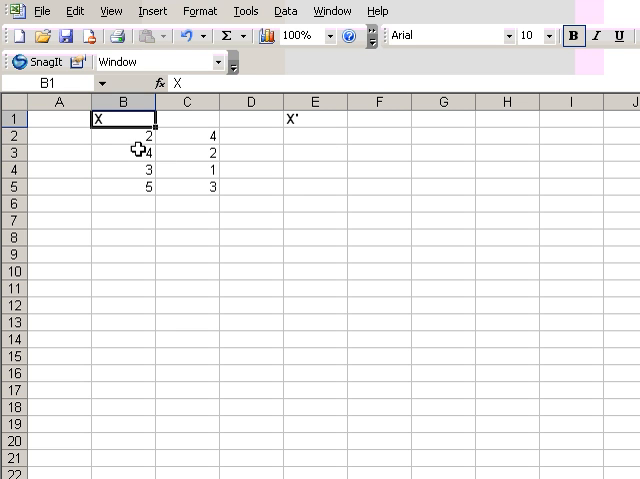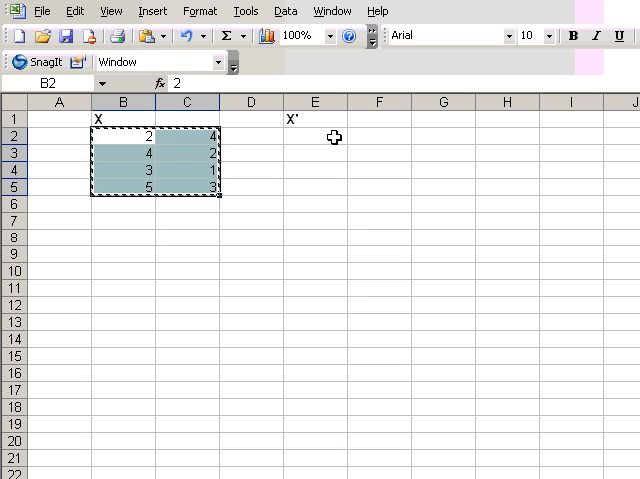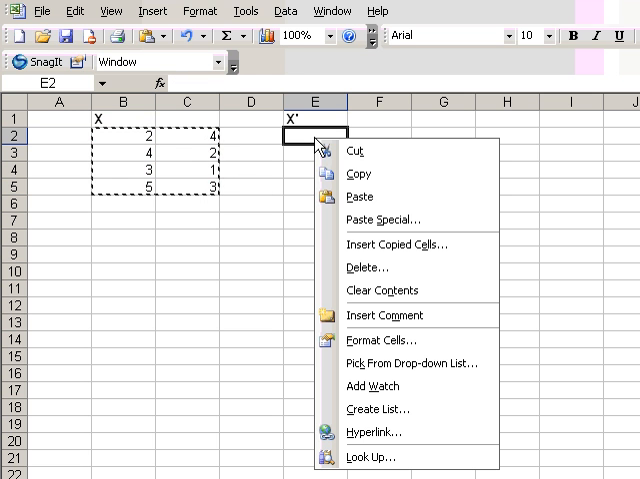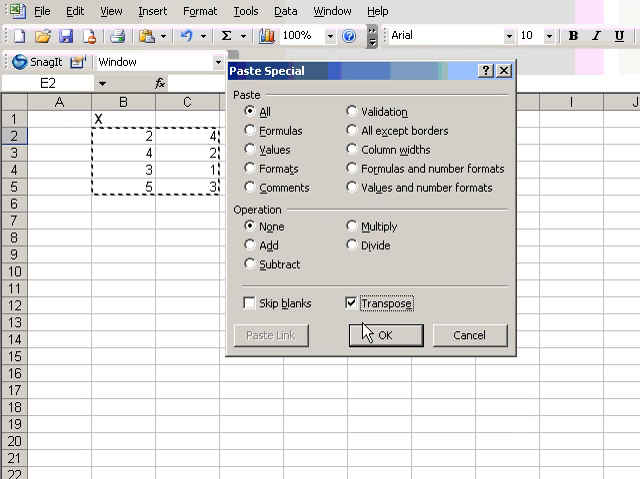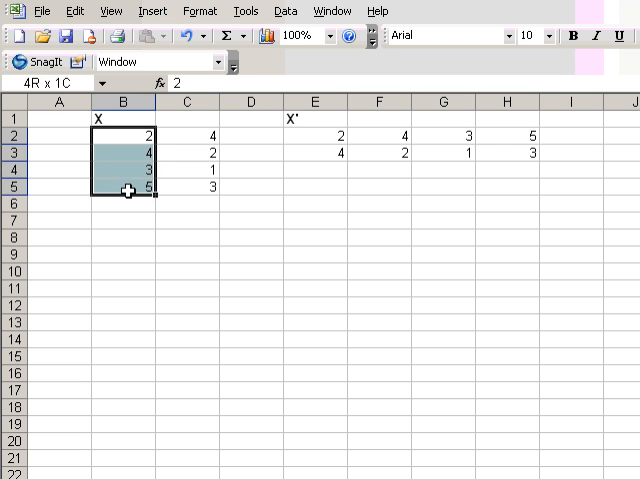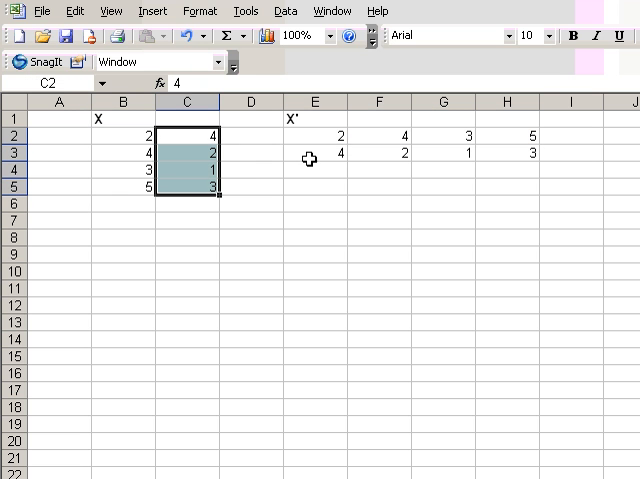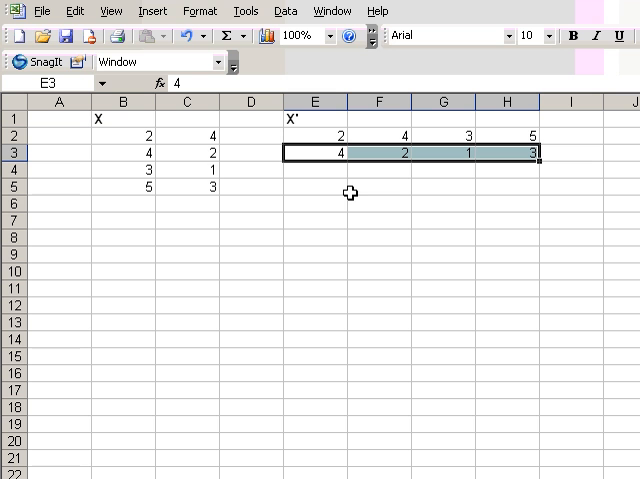So there are two ways I can find the transpose of this matrix in Excel. One is to copy the matrix and paste special transpose. And now we have transposed the matrix. By transposing the matrix, what has happened is that this column becomes this row, and this column becomes this row.